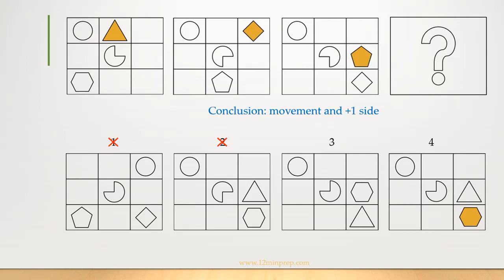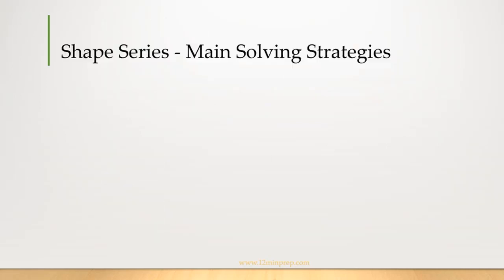For the sake of practice, let's look at the last pattern as well. The bottom left hexagon disappears in the next frame and is replaced by a pentagon in the bottom middle cell, which in turn disappears and is replaced by a diamond. So we observe movement and a reduction of one side as we move from left to right.